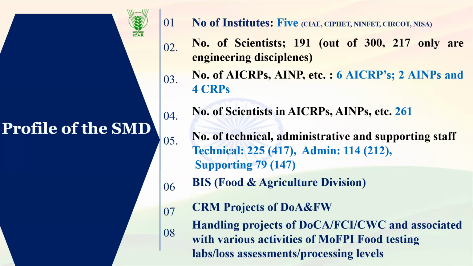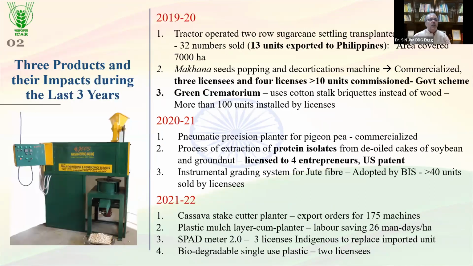Okay. So food testing laboratories, we established around 40 with the funding from the Ministry of Food Processing. Also, for the first time we have determined the processing level at national level with the help of MOFPI, and post-harvest loss assessment has also been carried out. So, 3 products and their impact during the last 3 years.